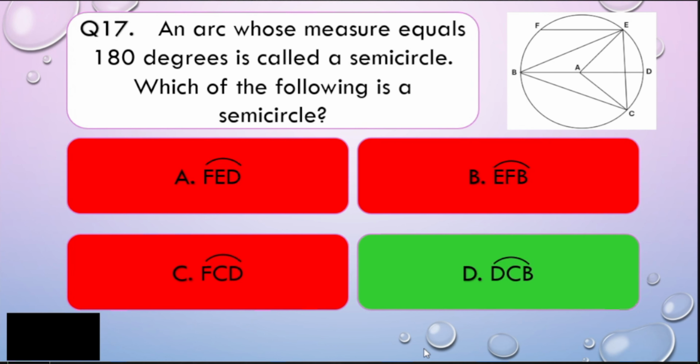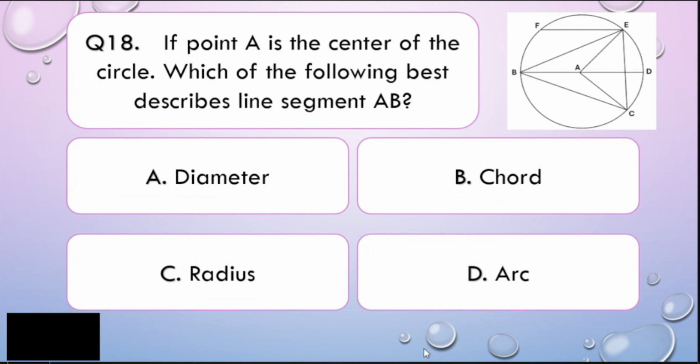Now let us go to question number 18. If point A is the center of the circle, okay, that's clear. Which of the following best describes line segment AB? AB. Okay, this is the one. Is it A, diameter, B, chord, C, radius, or D, arc? I'll give you 5 seconds to think about your answer.